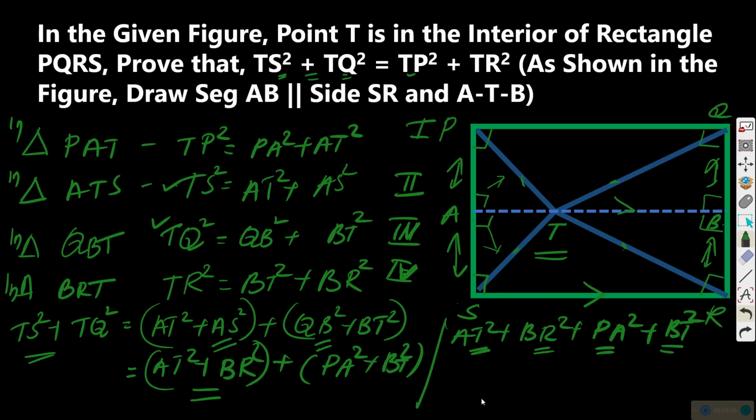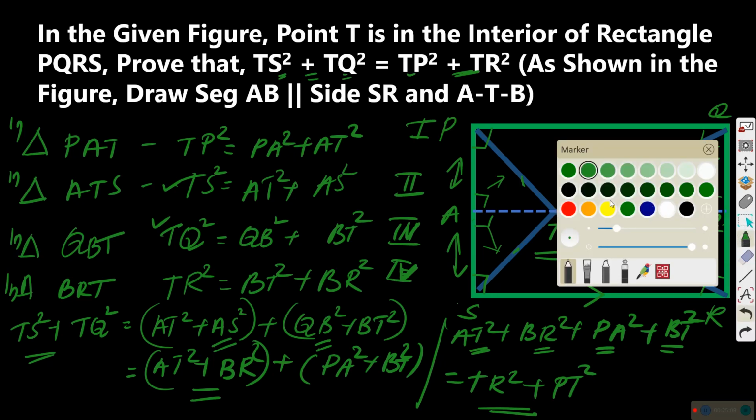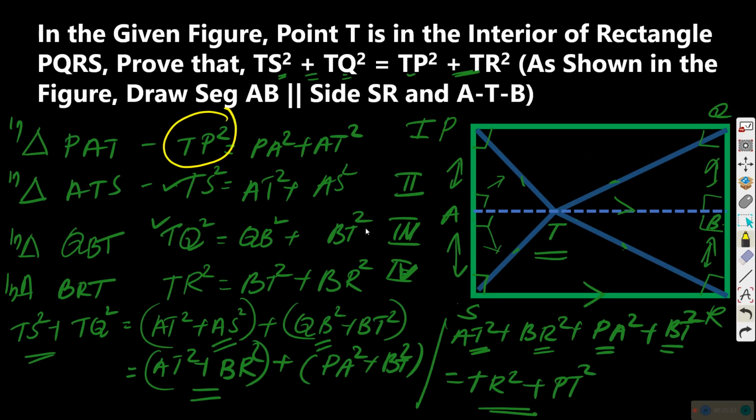That means AT square and PA square together makes TP square, and BR square plus BT square makes TR square. So we got TR square plus TP square, which is the answer. I mean, which is supposed to be proved, and we got it. Understood? It was just TR square, in place of TP square, PT square came. Both are same. How actually this is done? This is done because we have equation at the beginning connecting this. Correct?